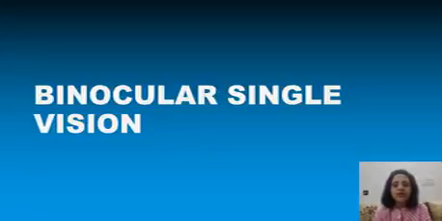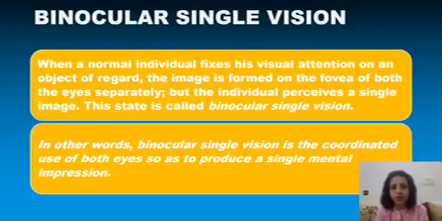Now, very important, binocular single vision. This is important from the examination point of view also. Now, what do you mean by binocular single vision? When a normal individual fixes his visual attention on any object of regard, the image is formed on the fovea of both the eyes separately, but the individual perceives the vision as one. We have 2 eyes, but we see every object as one.